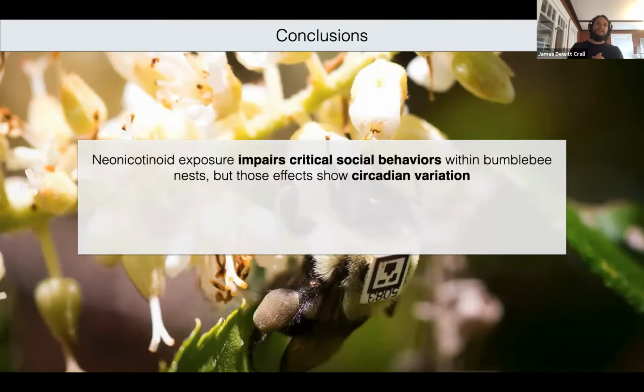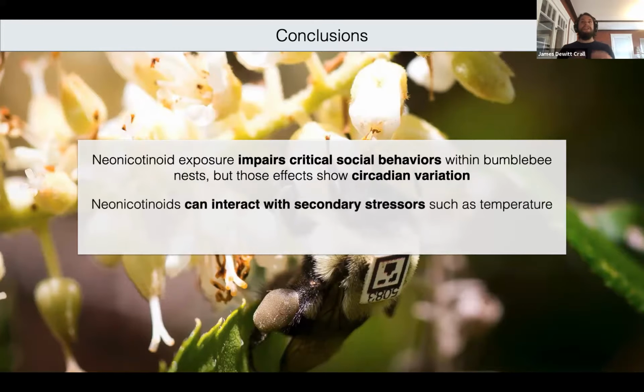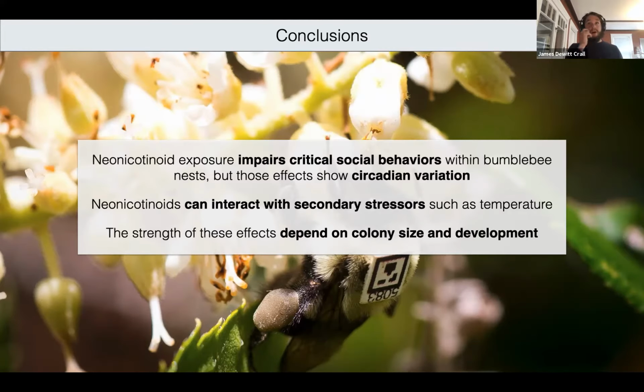Okay, so in conclusion, I think what these results tell us is, indeed, neonicotinoid exposure does impair important aspects of social behavior within colonies, but they're complex, they vary over time. In addition to these isolated direct effects, there are interactive effects with secondary stressors like temperature. And also we have evidence that those effects vary over the colony cycle, right? So it looks like these small young colonies are more sensitive to these stressors than larger, more mature colonies.